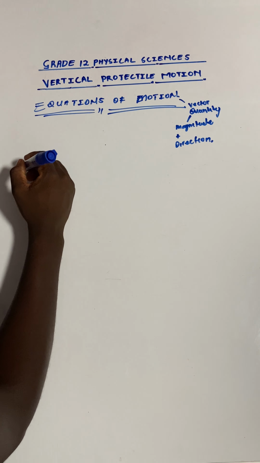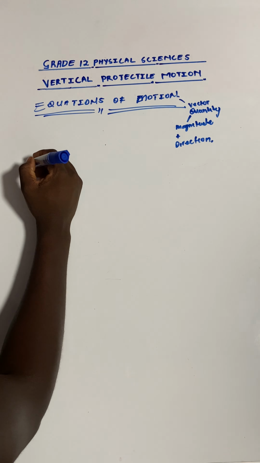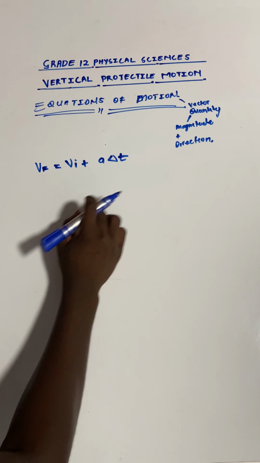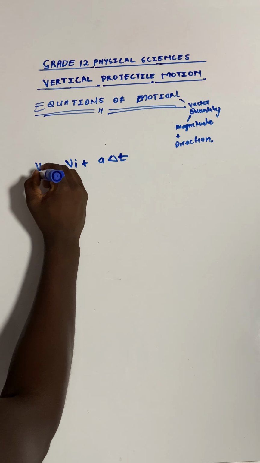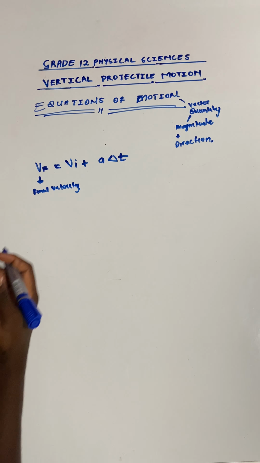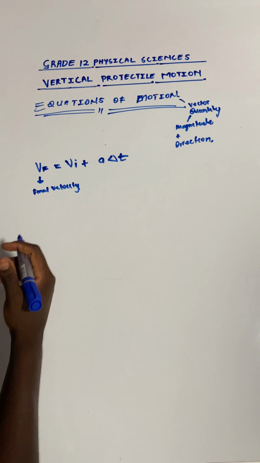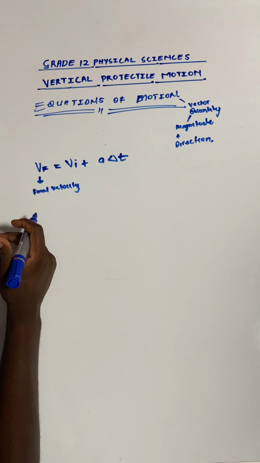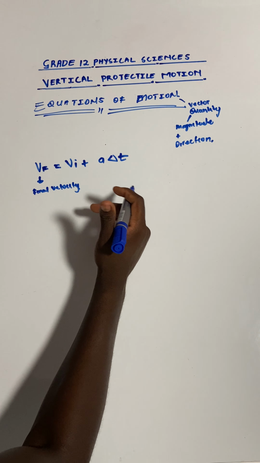The first equation of motion says the final velocity equals the initial velocity plus the acceleration multiplied by time. What is this formula used for? If you are looking for the initial or the final velocity. I've seen that people most times struggle with finding what is the initial velocity and what is the final velocity. Always analyze the scenario and see where the object started and where it ended. That will give you the idea of what happened first and what happened last.